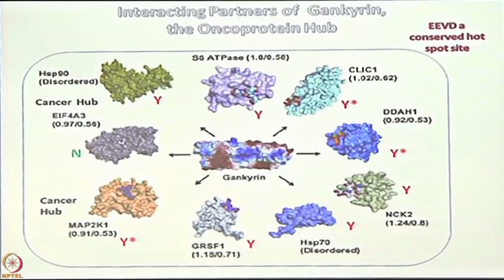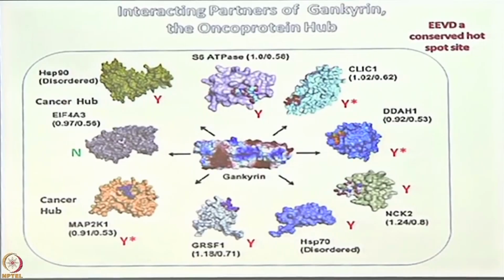And then except for this one protein, we found all of these that we predicted interact with gancarin experimentally. And if you mutate the EEVD here, you lose interaction. This is already published. And as you can see, 7 of them drive this interaction through EEVD. So this is a subnetwork within the gancarin EEVD interaction.